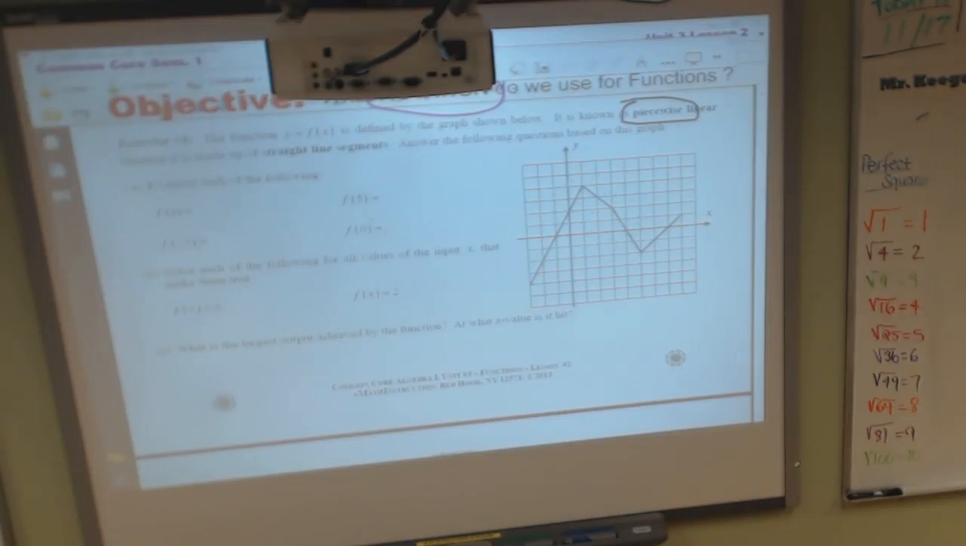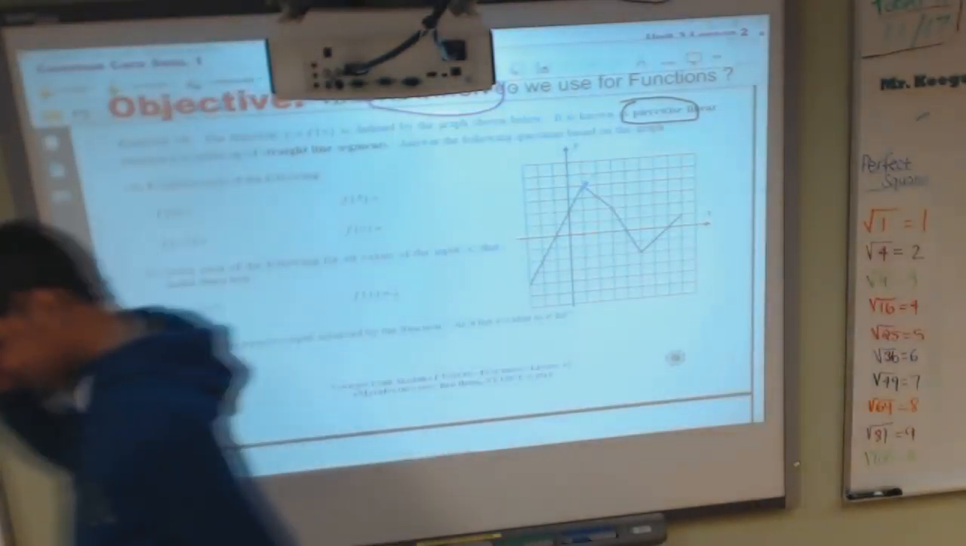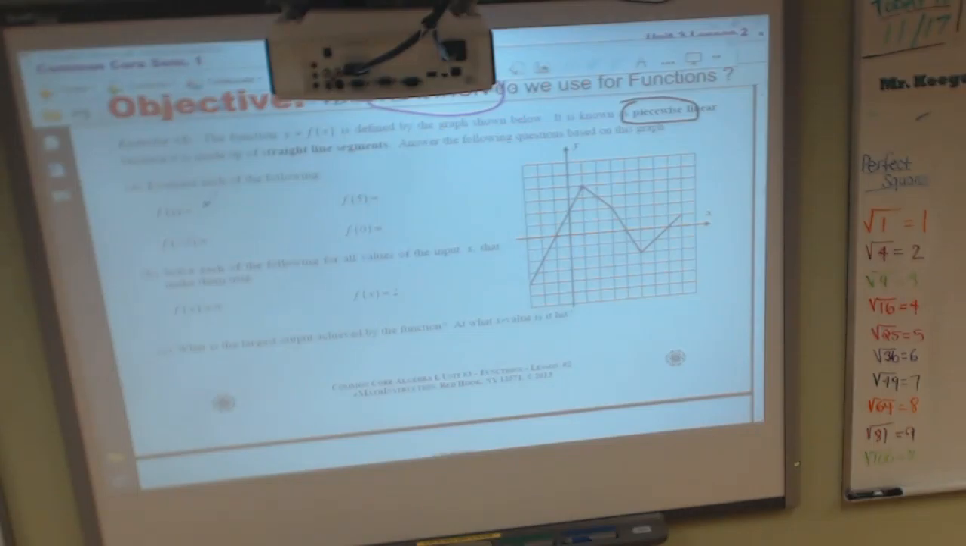Now it says evaluate each of the following. What would f of 1 be? Does that represent the x or the y? The x. So if the x is 1, where does that line intersect the graph? The y is 4. So f of 1 is equal to 4. So what's f of 5? In other words, when the x is 5, what would the y be? Here's your x is 5, and so it would be right there. Good. It's -2.